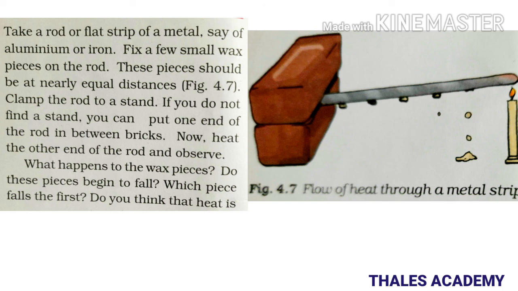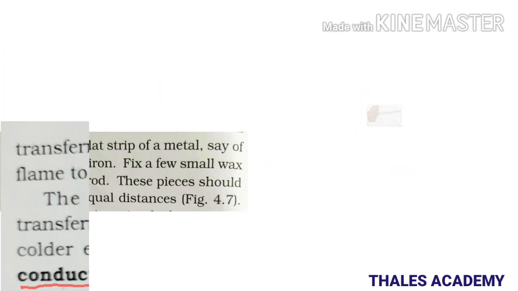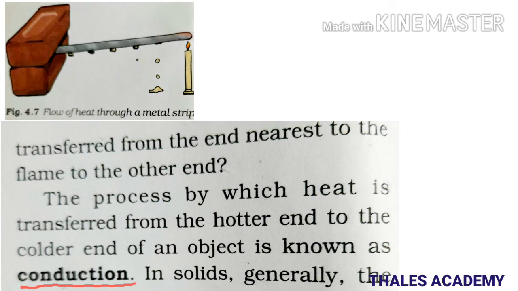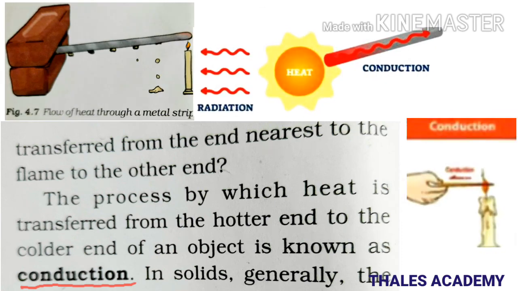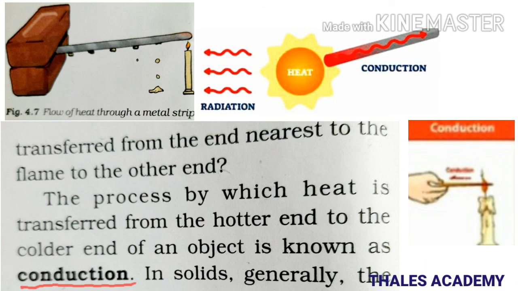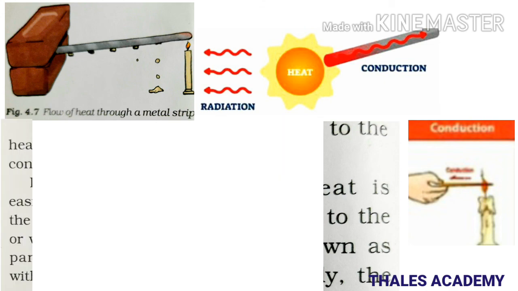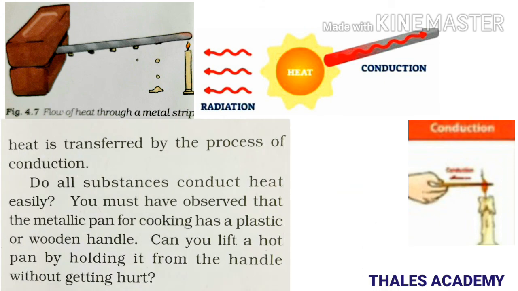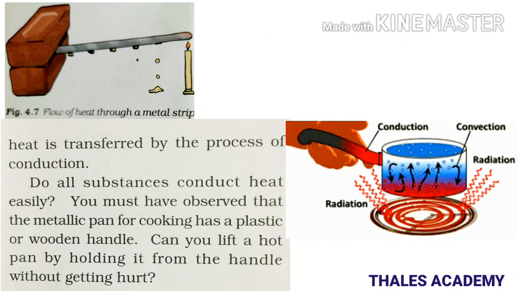What happens to the wax pieces? Do these pieces begin to fall? Which piece falls the first? Do you think that heat is transferred from the end nearest to the flame to the other end? The process by which heat is transferred from the hotter end to the colder end of an object is known as conduction. In solids, generally the heat is transferred by the process of conduction.